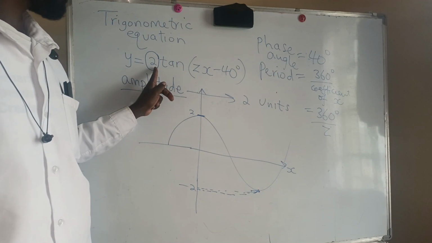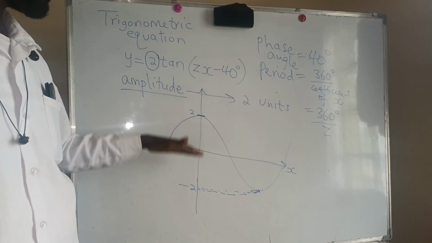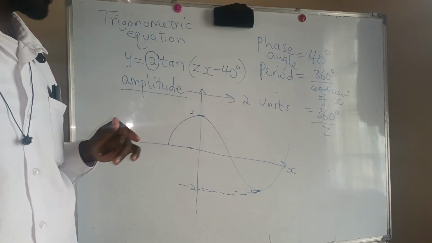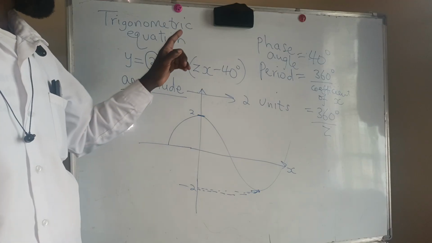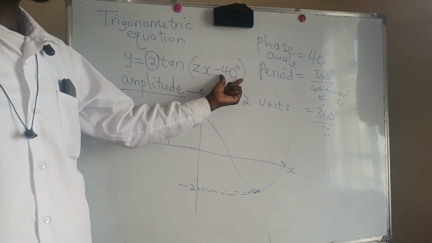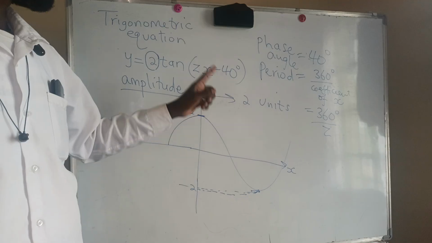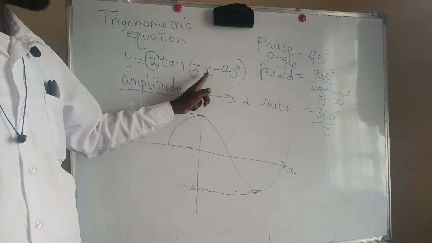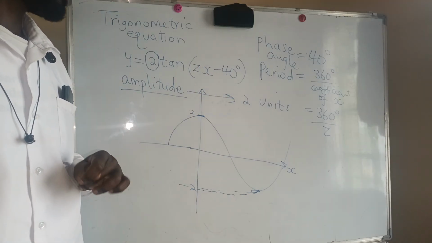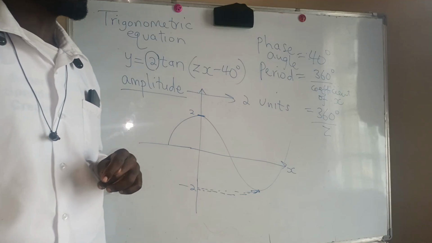This gives us the amplitude, the maximum displacement on either side of the mean position or on either side of the x-axis. This becomes our first angle, 40 degrees. 360 divided by z, the coefficient of x, becomes our period or wavelength.